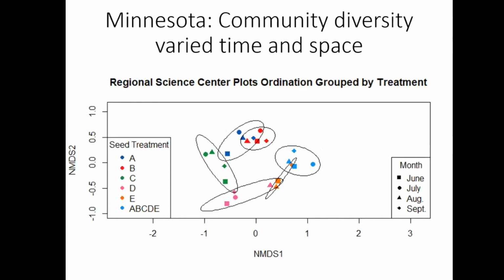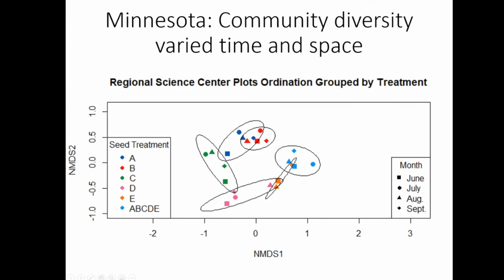I did the same PERMANOVA analysis with my Minnesota data, and I found that my community composition was significantly different based on the seed treatment, as well as the replicate and the month, as well as that interaction of time and space. So how the treatments compared over months. And in my NMDS, we can see that my colors are more closely clustered together, meaning that my plot groups or my seed treatments are more distinct communities.